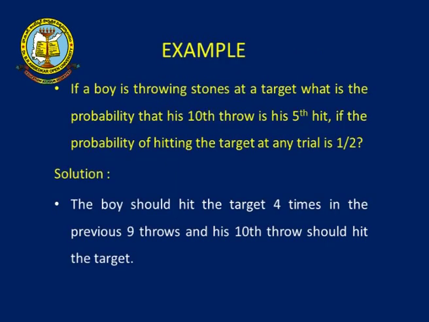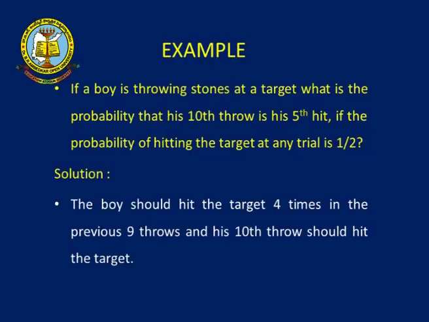Another example I am taking. A boy is throwing stones at a target. What is the probability that the 10th throw is the 5th hit? The probability of hitting the target in any trial is 1 by 2. What is 1 by 2? Like a head or tail toss, it is only 1 by 2. The boy should hit the target 4 times in the previous 9 throws, and his 10th throw should be the target.